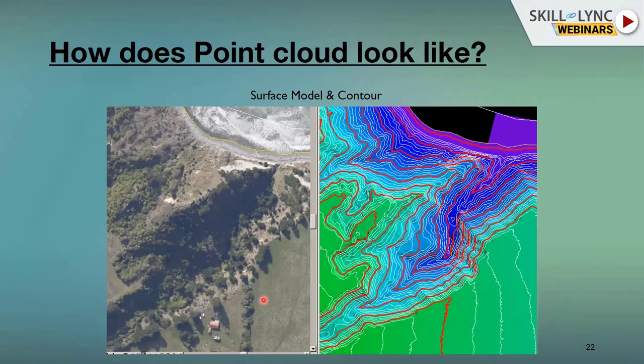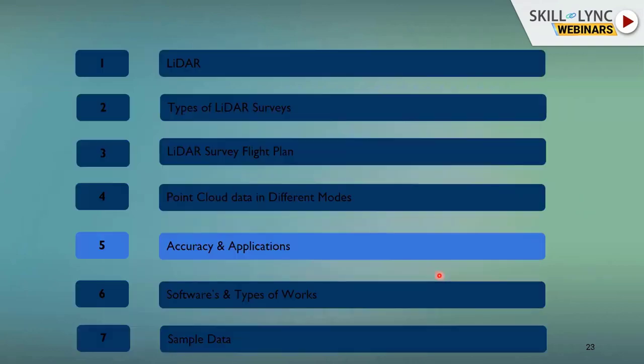So the left image is the DSM overlaid with the artifact images. The right side is the DSM or DEM or DTM with the contours. Accuracy and applications, the next slides I'm going to cover.